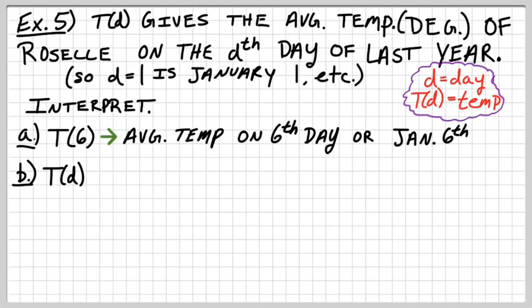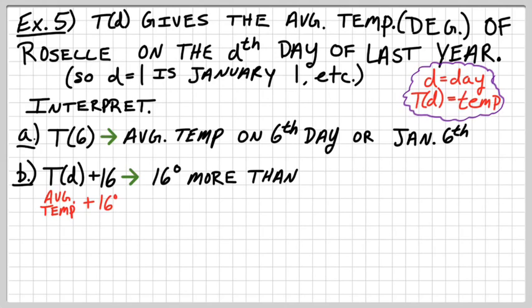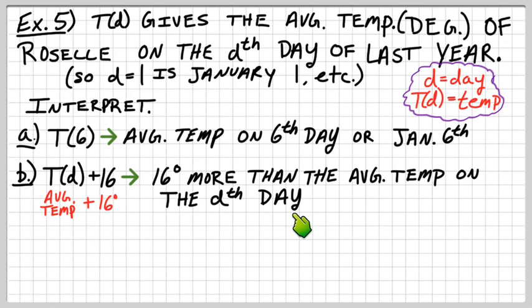Part B. What's T of d plus 16? Well, T of d is the average temperature. That's the output. That's going to give us a temperature, and then we're going to add 16 to it. So the output, the average temperature on the dth day, whatever that is, and then add 16 to it. So 16 degrees more than the average temp on the dth day. So whatever day that is, doesn't matter. The average temperature on the dth day plus 16. So that's 16 degrees more than the average temp on the dth day.